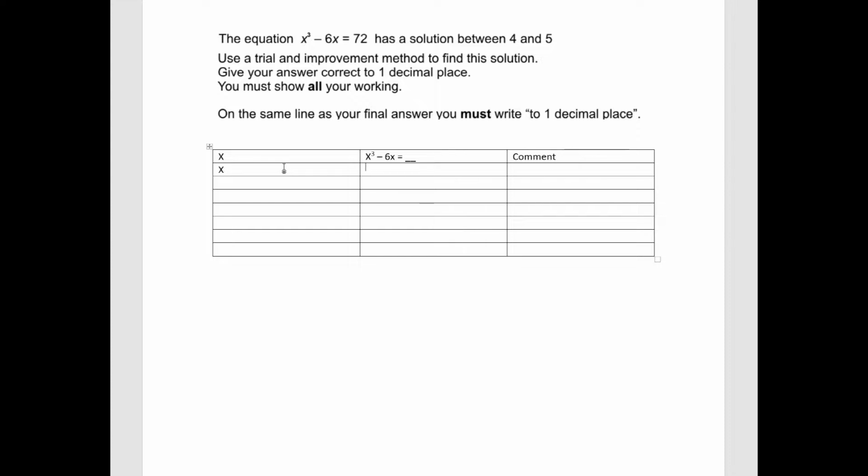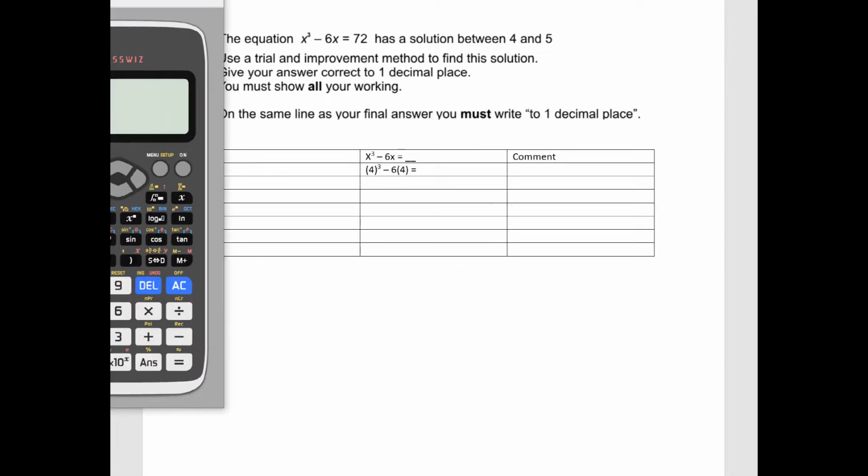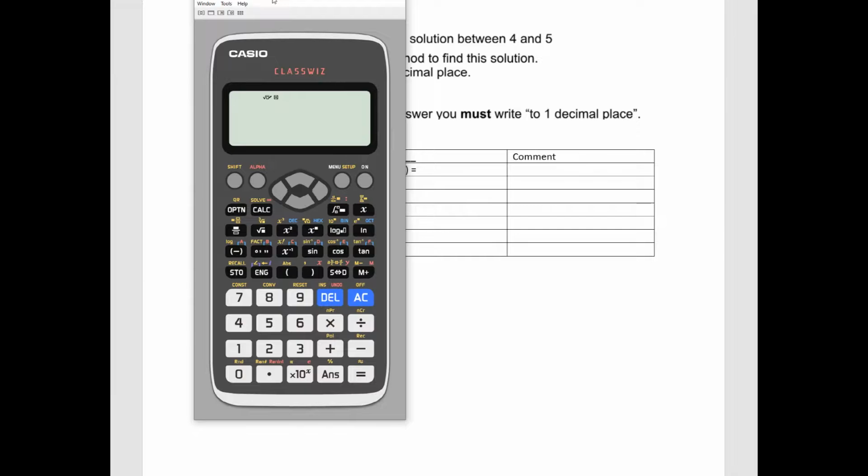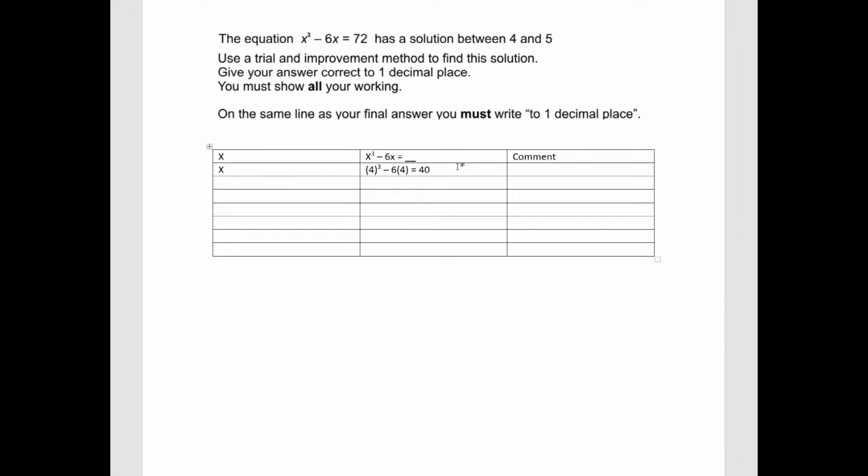So I get 4 cubed, take away 6 times 4, giving me, let me work this out, so that's going to be 64 take away 24, so we know we're going to get 40, but just showing you with a calculator, 40. Now, we're expecting an answer of 72, so that's too small. We then try the upper bound, which is x equals 5.